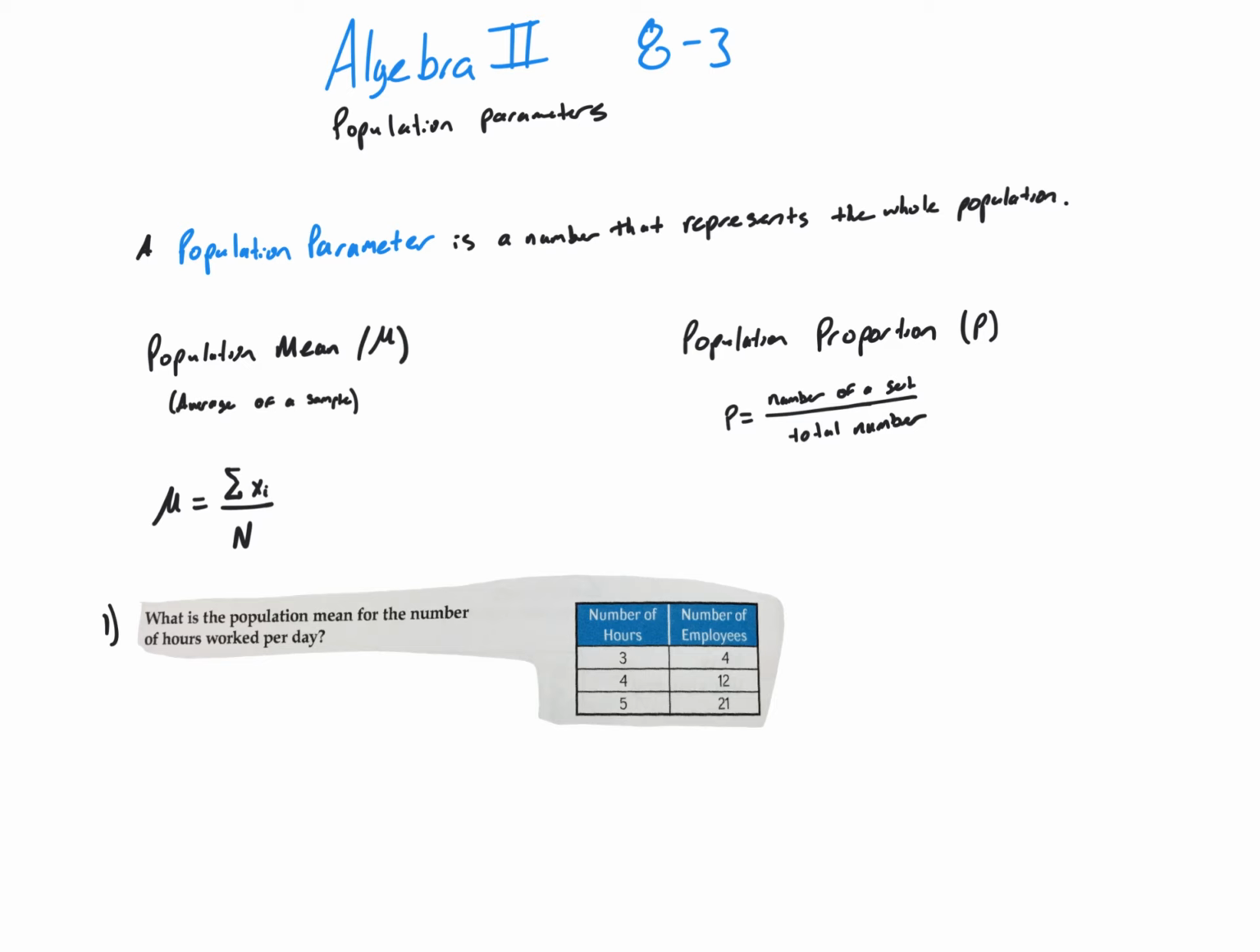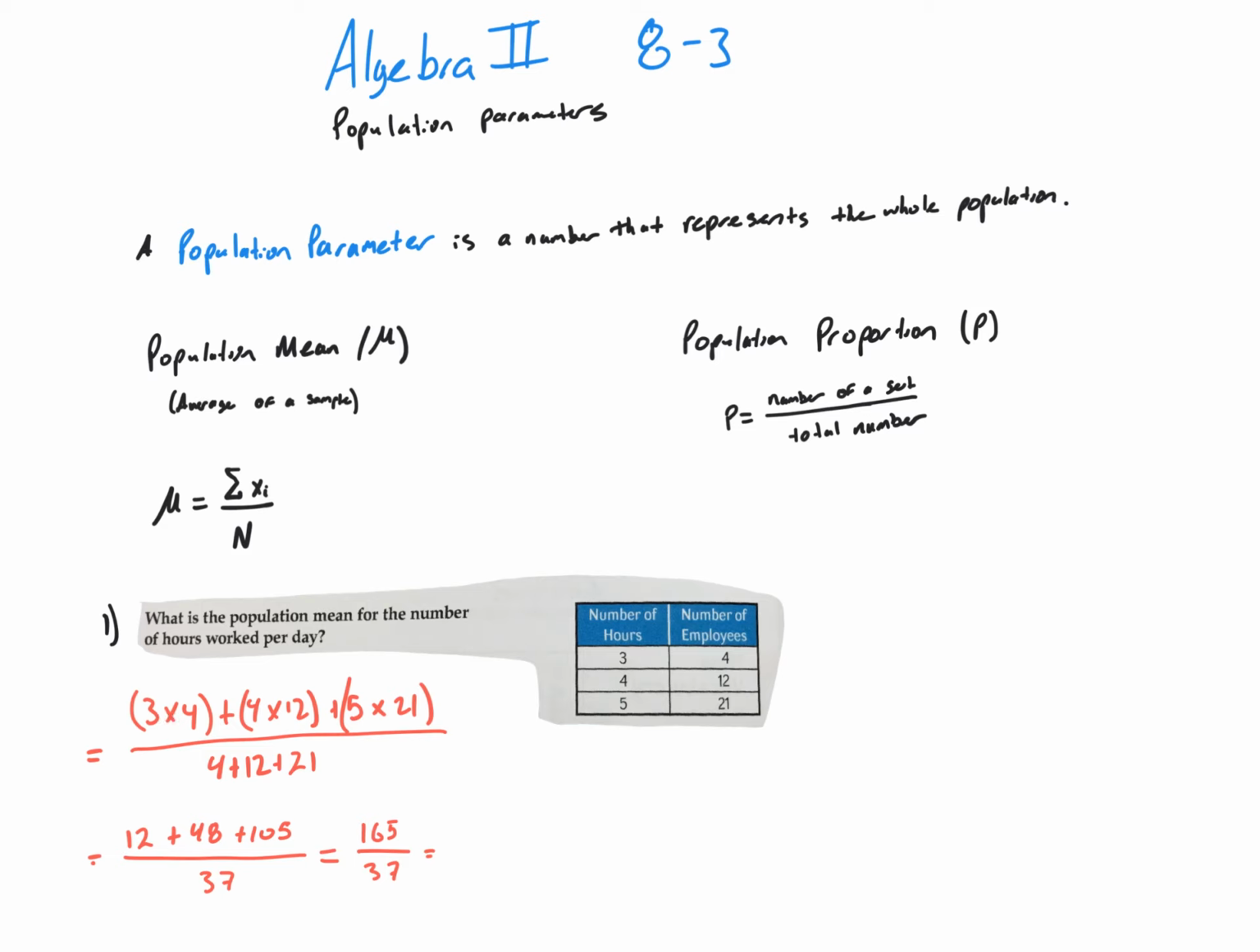What's the population mean for the number of hours worked per day? First off, we need to find out how many employees there are, and we need to find out the total number of hours worked. The total number of hours worked would be 3 times the 4, then we need to add to that 4 times the 12, and then add to that 5 times the 21. That will give me the total number of hours worked, and then I need to divide that by how many employees there are. So it'd be 4 plus 12 plus 21.